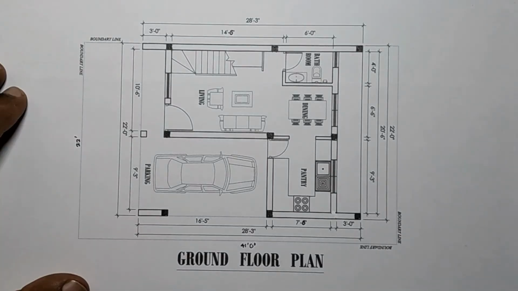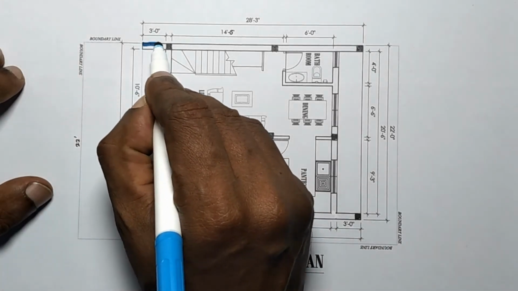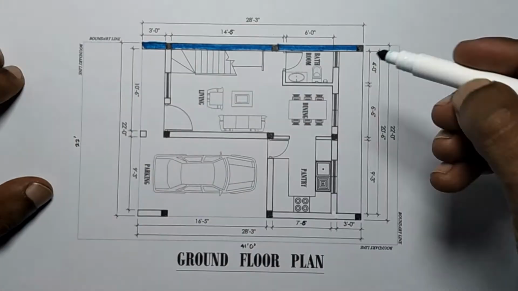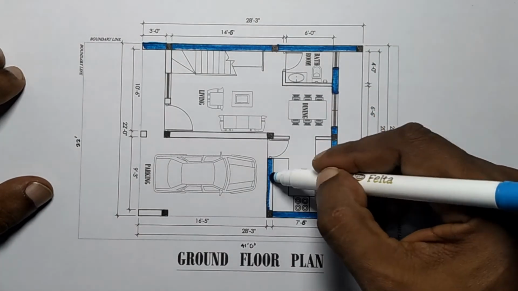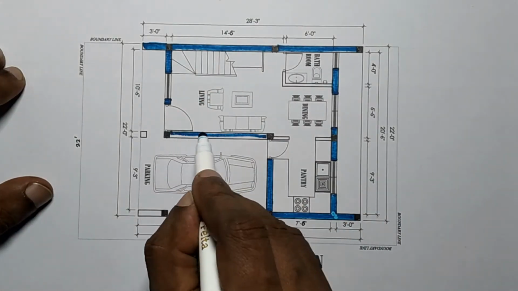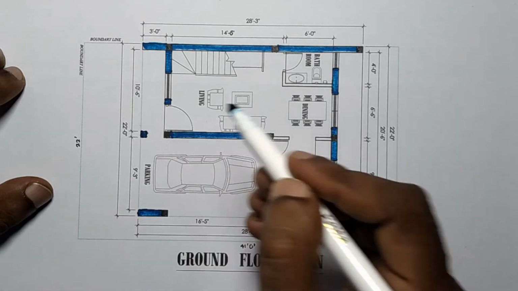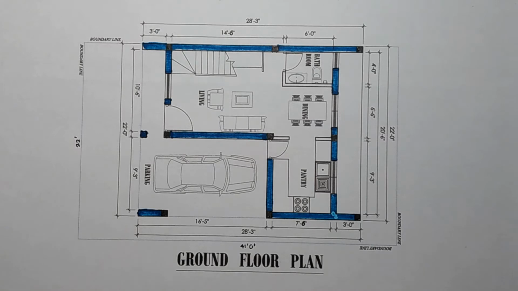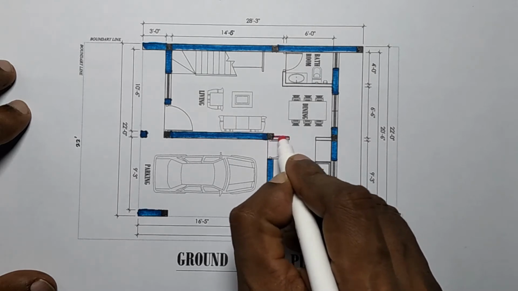Now I give you the wall thicknesses. In this plan, I'm going to use 9-inch thick walls in the periphery and outside walls. Inside wall will be 4.5. So first I will mark 9-inch wall with blue color. And this will be again a brick column, 9-inch by 9-inch. Now I will mark half-brick walls, 4.5-inch thick, with pink color.